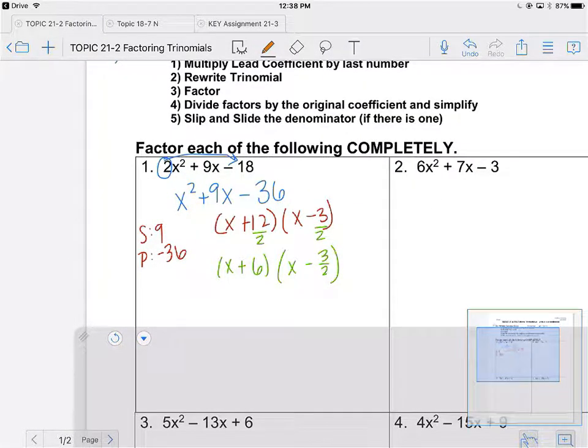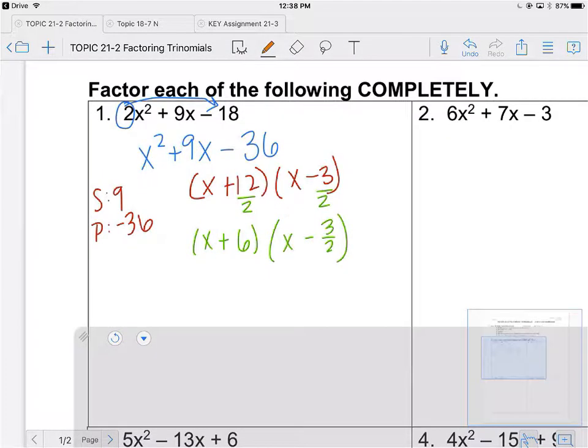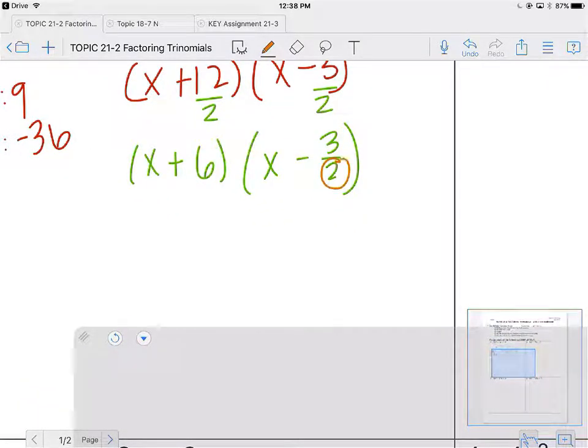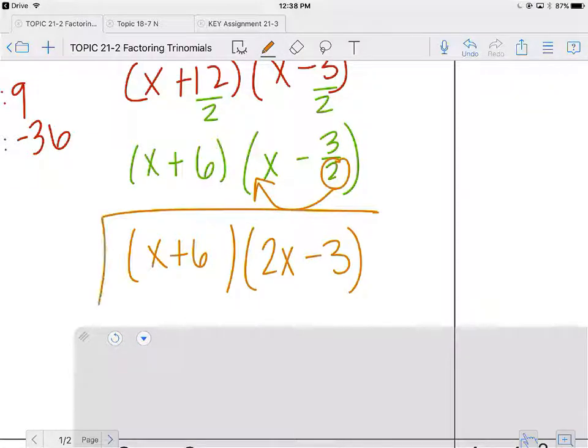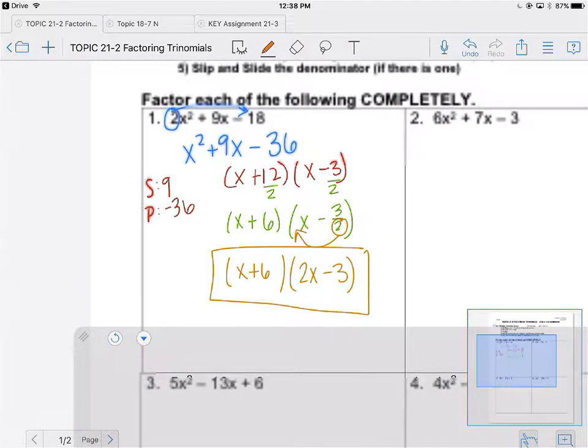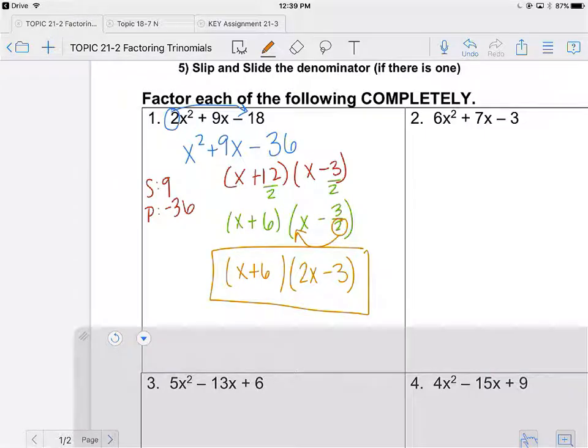And then step 5 is to slip and slide the denominator. So we have a denominator here. We slide it back to the front to make it all nice and pretty with no fractions, because math students don't like fractions. So again, if you will follow the typed steps in front of you on the top of your page, you will be just fine with this idea.